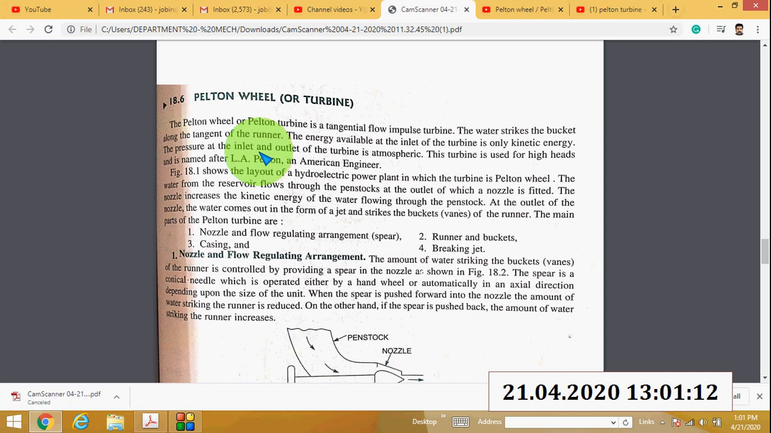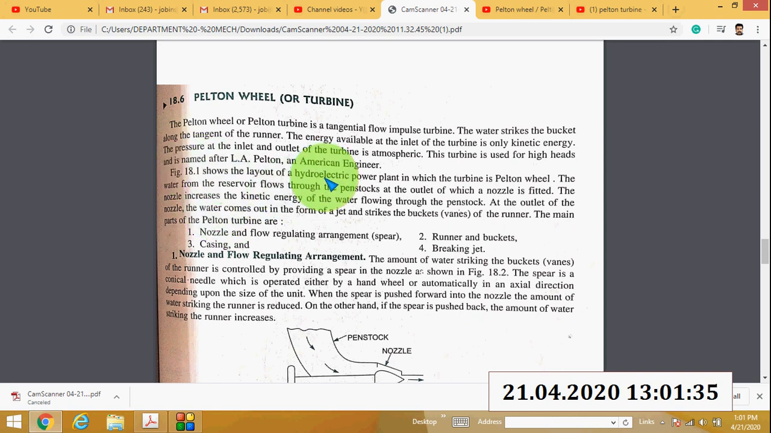Once again, the definition of the Pelton wheel or Pelton turbine: it is a tangential flow impulse turbine. Then what do you mean by tangential flow, and what do you mean by impulse turbine? Then what about the pressure? The pressure at the inlet and outlet of the turbine is atmospheric, and this turbine is used for high heads. So these are the general things about the Pelton wheel or Pelton turbine.